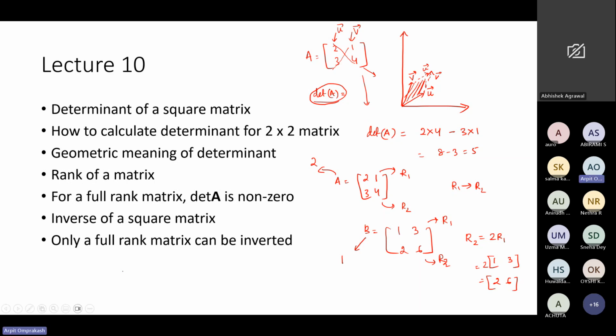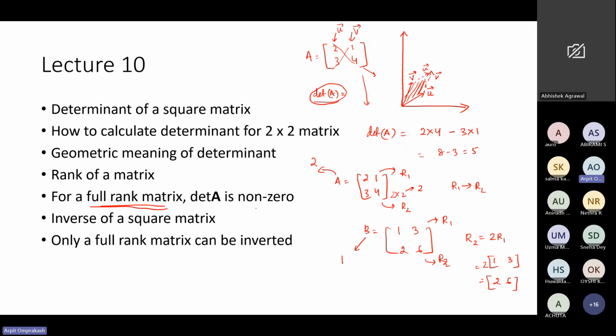Then sir also talked about this: we are talking about two-dimensional matrices here. It's 2x2. The rank of this matrix will be maximum 2. It cannot be greater than 2. The rank will be at most the number of rows or columns that it has. In this case, the rank of this matrix is 1, but at maximum it can be 2. If a matrix has the maximum rank, it is also called a full rank matrix.